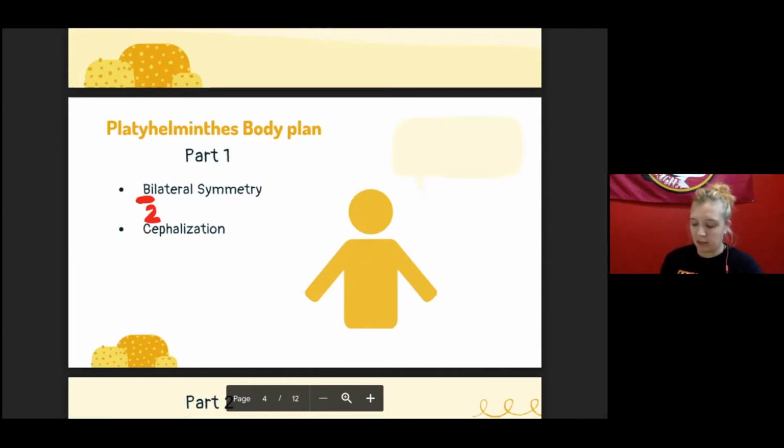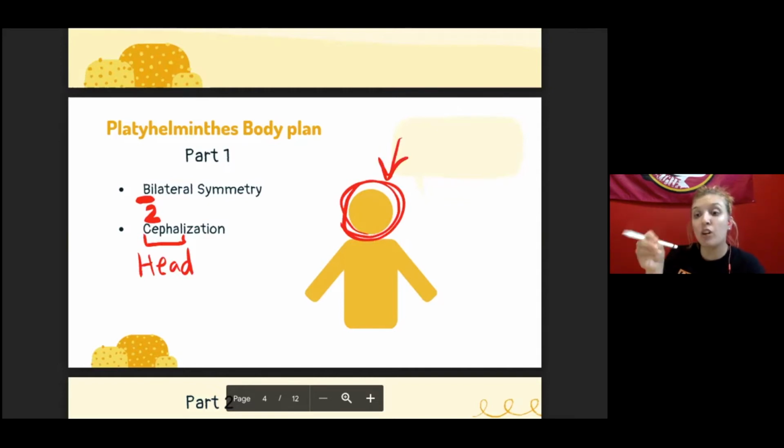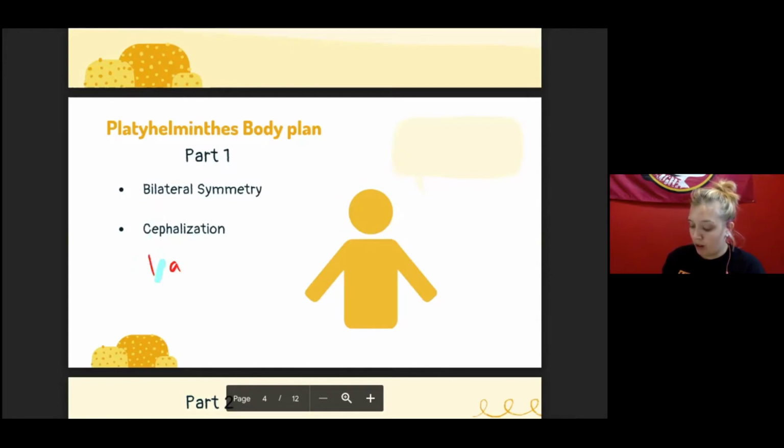Cephalization, that's another really important one. So cephal means head, and that will come into play later on when we talk about cephalopods. Cephal means head, ization just means to have. So cephalization means that it has a defined head region. So you can look at the organism and say, that is the head. That is the front, and that's going to be a big part in our phyla from here on out, that cephalization.